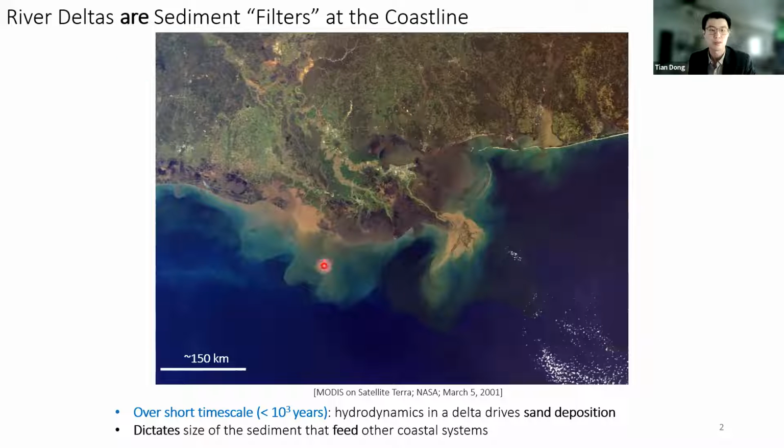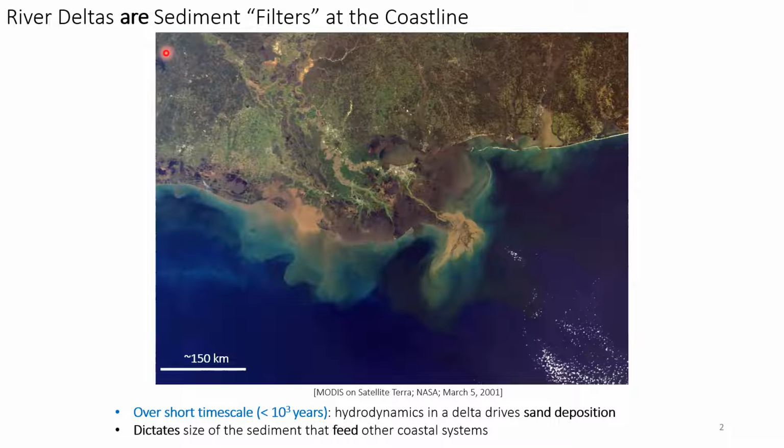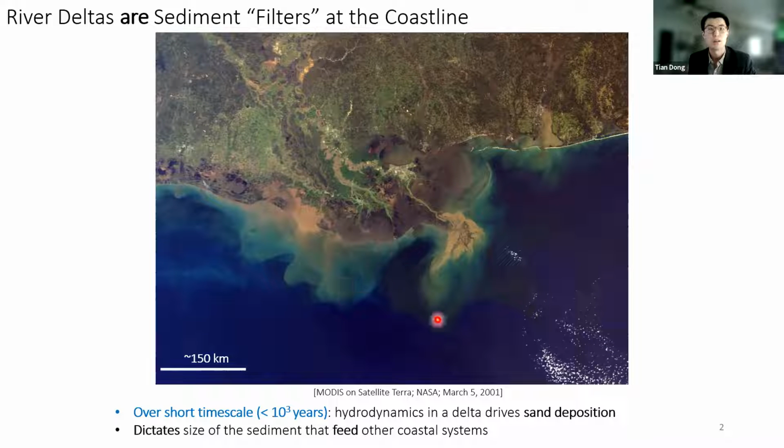Over short timescales, hydrodynamics in the delta can drive sand deposition. That dictates the size of supply sediment that feeds other downstream coastal systems, such as barrier islands and the shelf. Here I'm showing an image of the Mississippi Delta during a spring flood in 2001. As you can see, the brown sediment-laden river plume is covering most of this coastline, and the sediment-rich water is nourishing the downstream barrier islands, beaches, as well as the continental shelf.